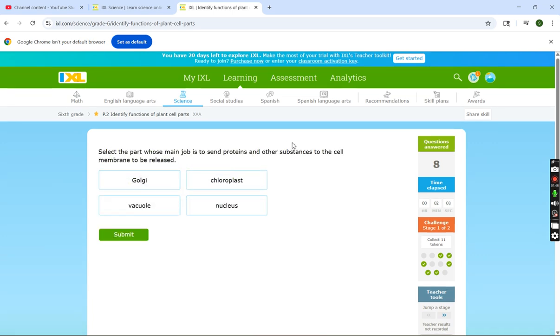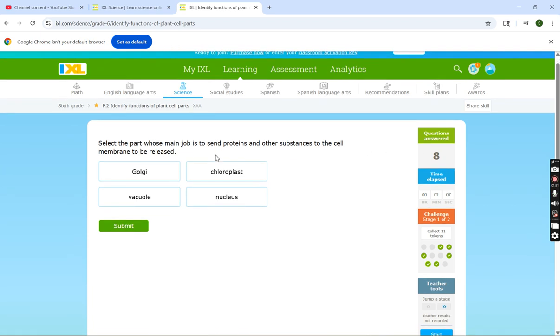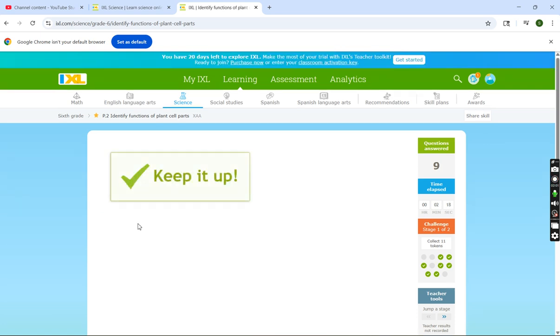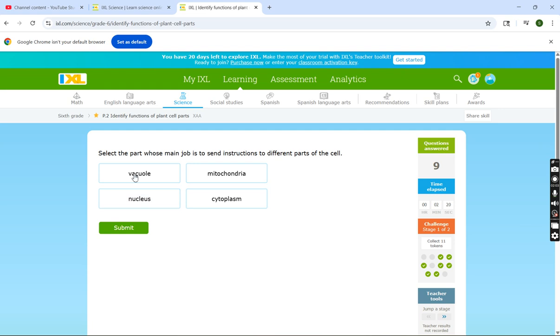Select the part whose main job is to send proteins and other substances to cell membranes to be released. Vacuole takes out stuff. Golgi, I forgot. Chloroplast makes sugar. Nucleus gives information, so Golgi, yeah. Select the part whose main job is to send instructions to different parts of the cell. Nucleus. Nucleus will obviously, all the time, send instructions to different parts of the cell.